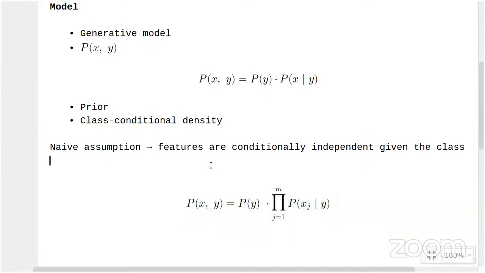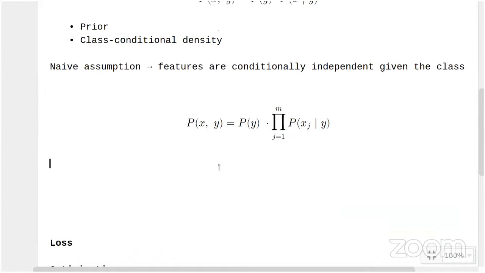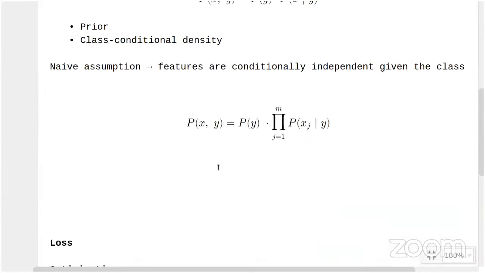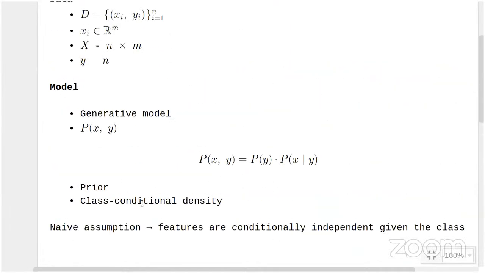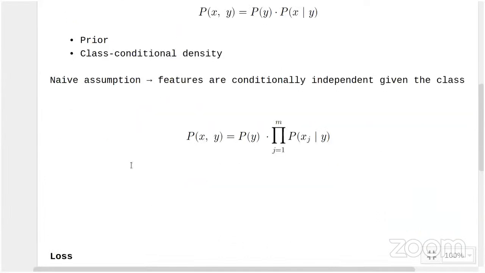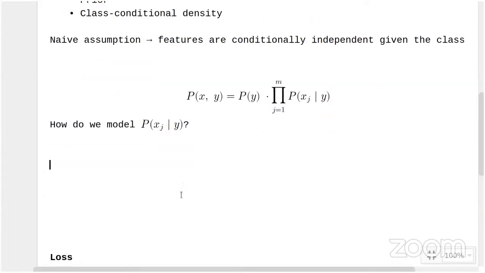Okay, so this is what we have, and yeah, so this is the naive assumption. So what else do we have? Now the whole question is, how do we model p of xj given y, right? So how do we model this? So what does it depend on? Like typically, what does it depend on?